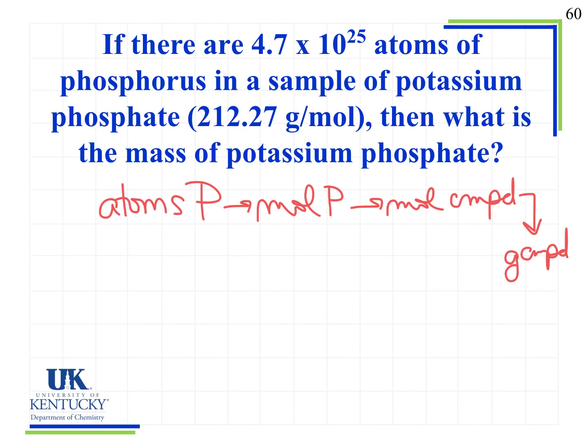So I can get from atoms to moles using Avogadro's number. I can get from moles of phosphorus to moles of the compound using the ratio in the formula, which we're going to find in just a second. And then I can get from moles of the compound to grams of the compound using the given molar mass.